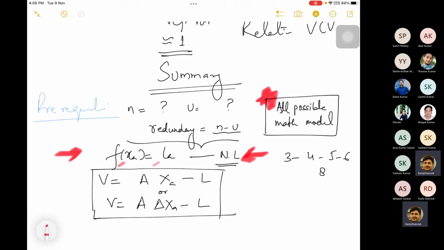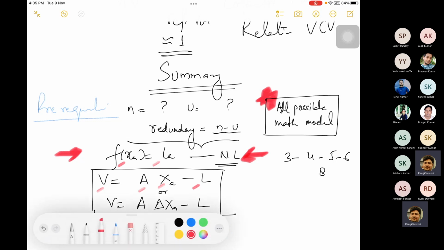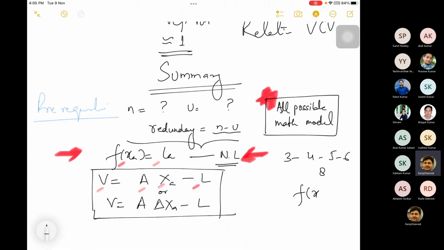Fxa is equal to La. V is equal to Ax minus L. That's how they would be written. Please remember this very clearly. You cannot write any model which has this kind of form. This is not allowed. It's clearly observable on the right hand side is equal to a function of parameters on the left hand side.